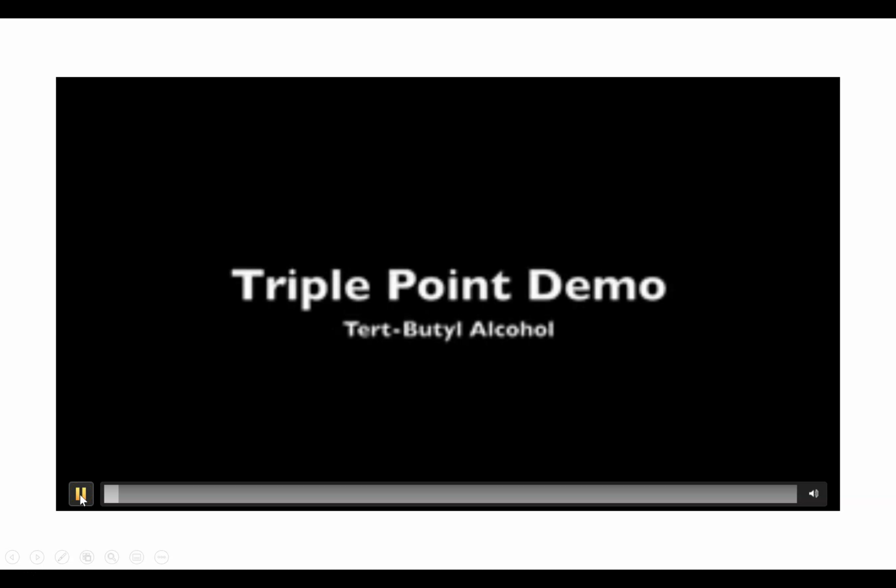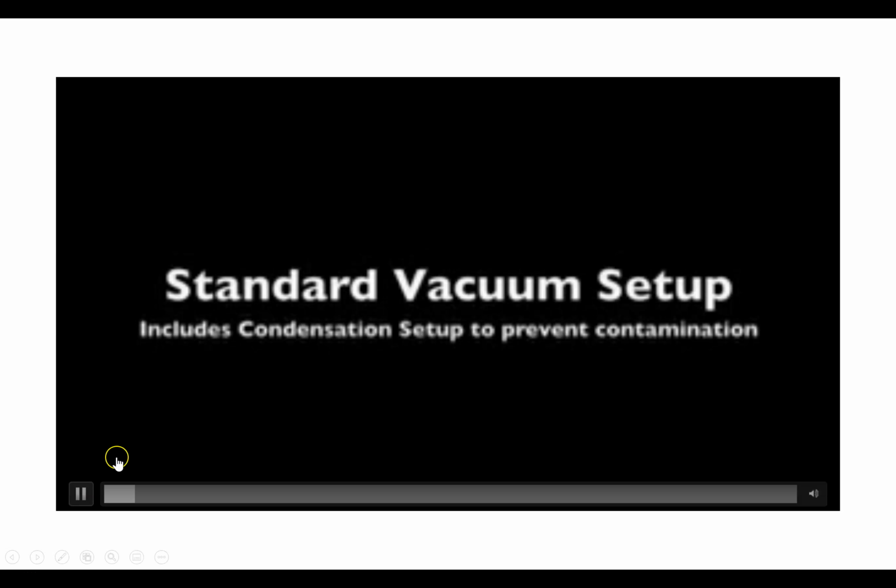So we're going to look at the triple point of tert butyl alcohol, which is a liquid at room temperature. We use a standard vacuum setup. Basically, we've got our sample inside this bell jar, and the bell jar is attached to a vacuum. Just like your vacuum at home sucks things up, a vacuum pump is going to suck air out of this bell jar. As a result, we're going to see a decrease in pressure. The more the vacuum pump is on, it's going to continue to suck air away from this closed system.